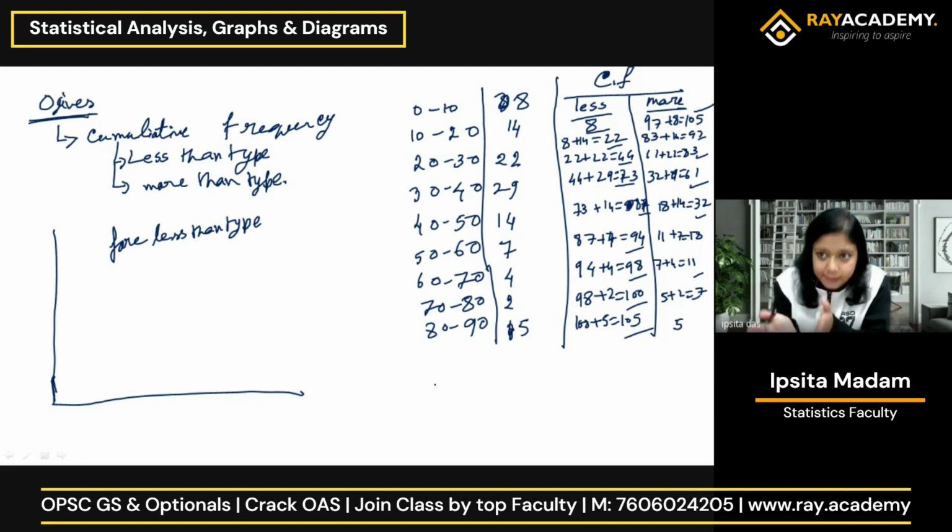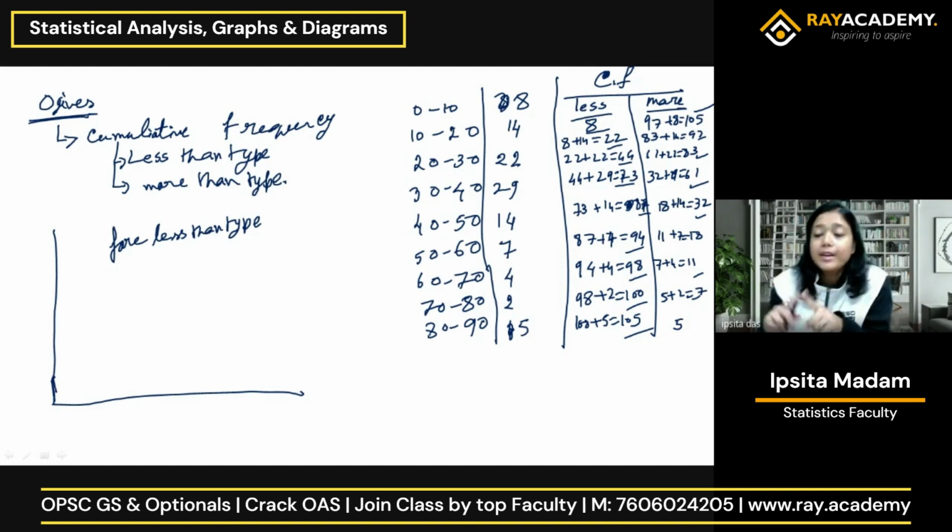For less than type, you take the points 8, 22, 44 and so on as the ordinate, together with the upper limit of the class. That means 10, 20, 30, 40. And for more than type, you take these points as the ordinate, with the lower limits 0, 10, 20, 30, 40 and so on.